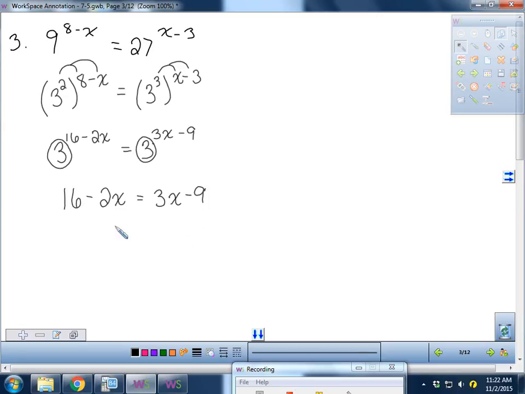So the first thing I need to do is get my x's together. So I'm going to go ahead and add 2x just because I like positive numbers better than negatives. So that leaves me with 16 equals 3x and 2x make 5x minus 9. So now I have just the one x to solve for. So I'll just do my simple solving. 16 and 9 are going to make 25.